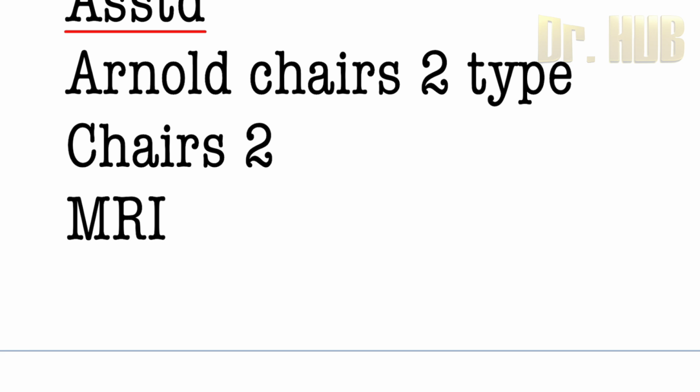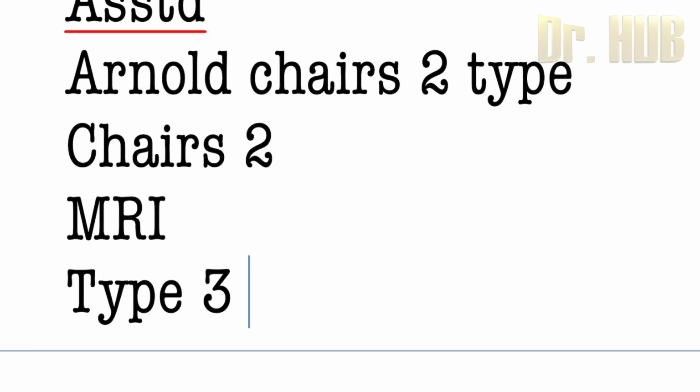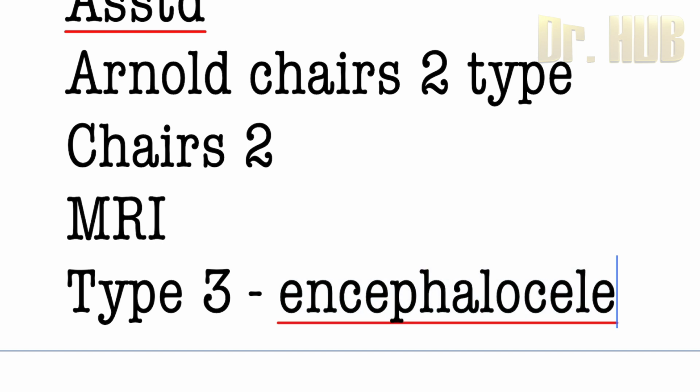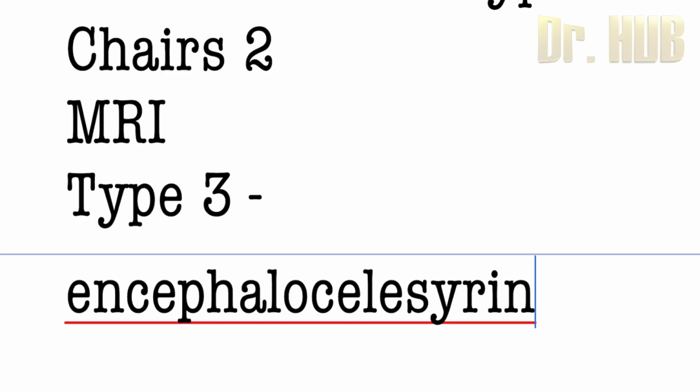Next comes the Arnold-Chiari type 3. So type 3 is associated with the encephalocele. Next, there is the syrinx. The syrinx is seen with type 1.